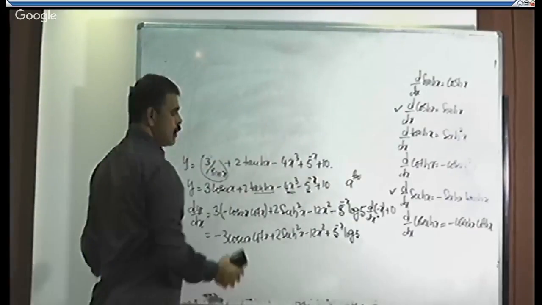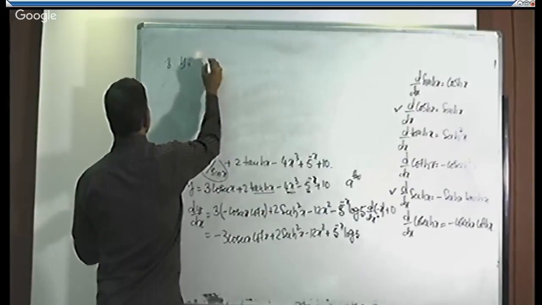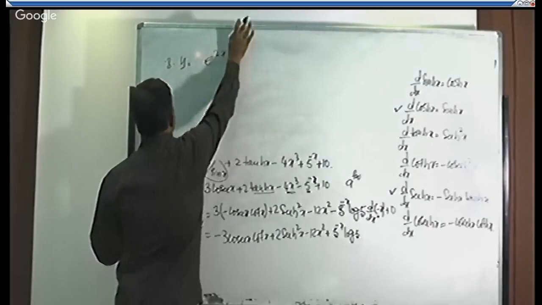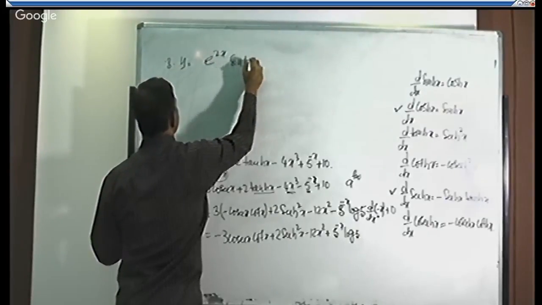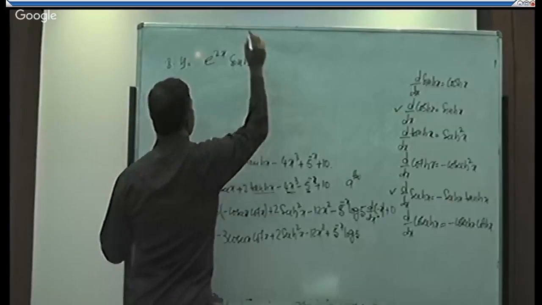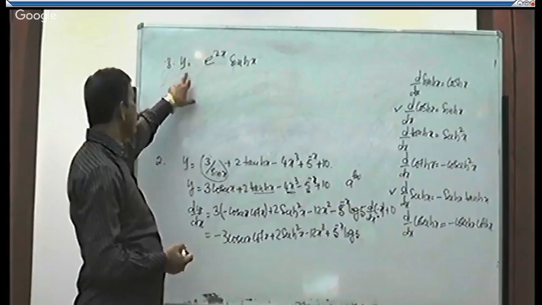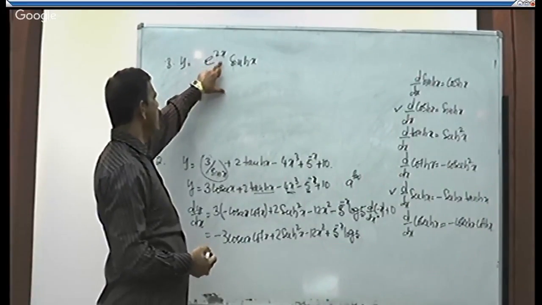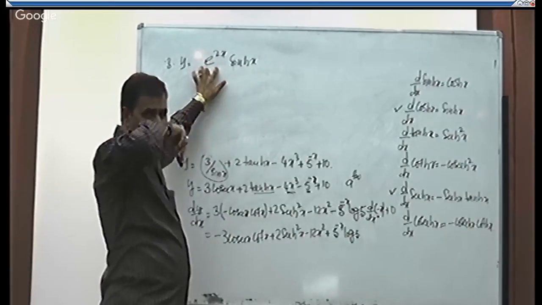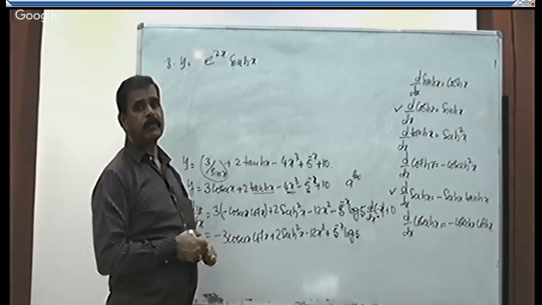Let us take the product and quotient form. Y is equal to e power 2x into sin hx. What is the problem? Problem is y is equal to e power 2x into sin hx. It is a combination of exponential function and hyperbolic function. It is in what form? It is in product form, correct?